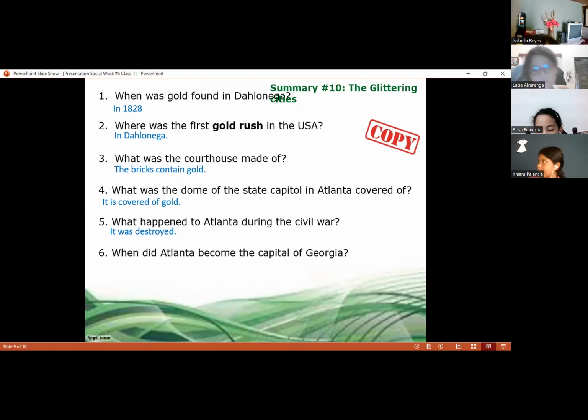So number 6, when did Atlanta become the capital of Georgia? In which date? No, it cannot be 1040. Remember that it was after the war and during the Reconstruction, which started in 1865. 2 years later, in 1868, Atlanta became the capital of Georgia. In the period of the Reconstruction, the Civil War had gone, then the Reconstruction started, and Atlanta became the capital of Georgia in those times.